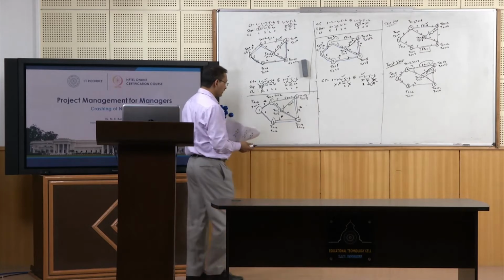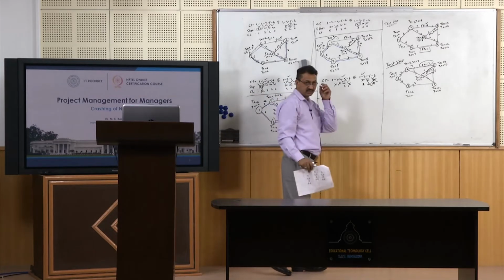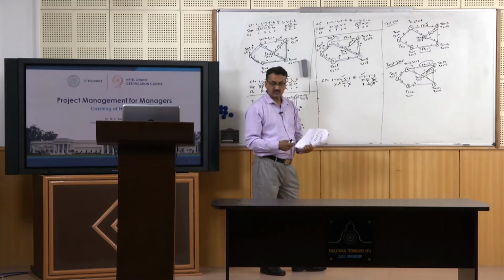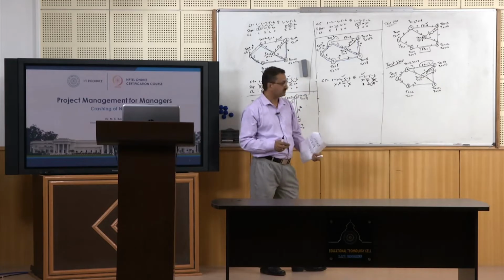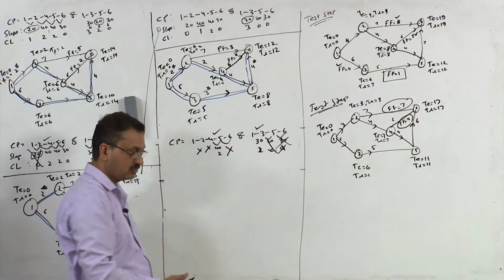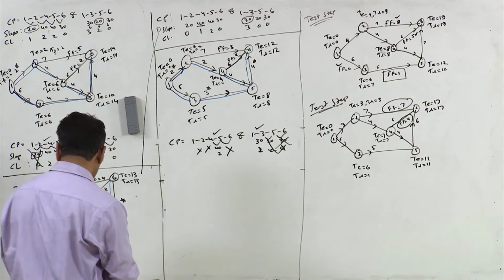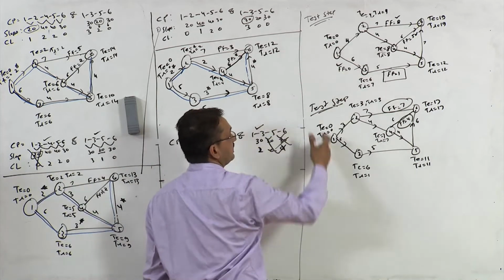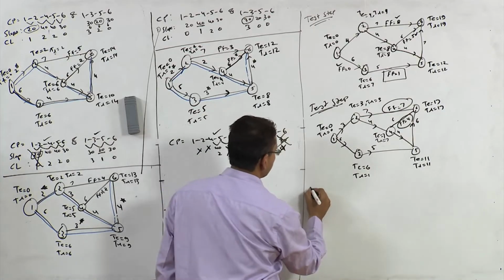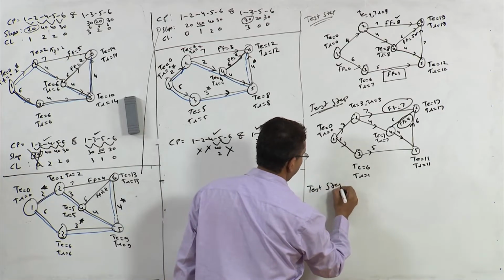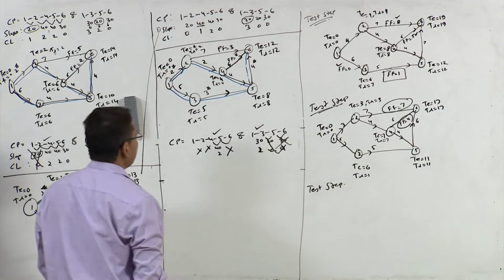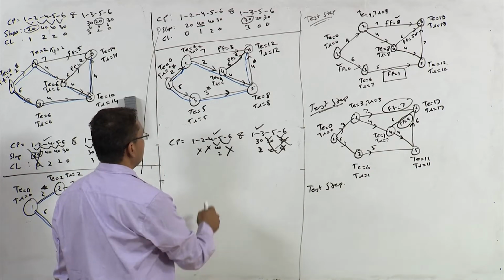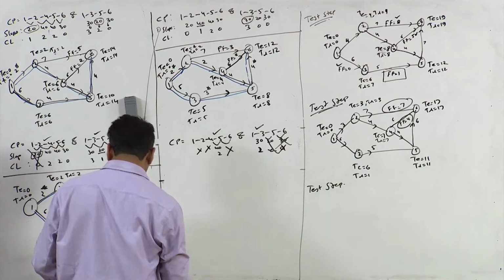Is it necessary to go for test step here? Should we go for test step? We should, because these crash limits are more than 1, right? Since these crash limits are more than 1, we will have to go for test step. And test step we are doing in this part of the board, right? So test step 3. So what is test step? Reduce duration of activity 4 5 and 1 3 by 1 day, right?